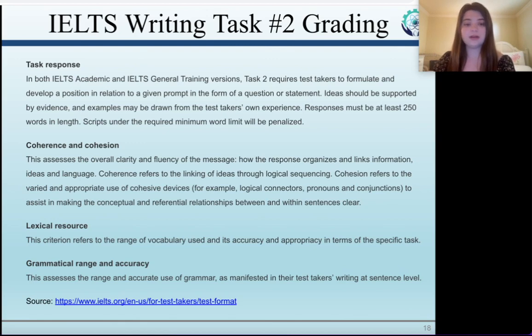Ideas should be supported by evidence and examples, which may be drawn from the test taker's own experience. So there we go, right? We talked about that too. We gave examples, we gave evidence, right? We talked about the structure as well and where to give examples and evidence. Responses must be at least 250 words in length. Scripts under the minimum required word count will be penalized.